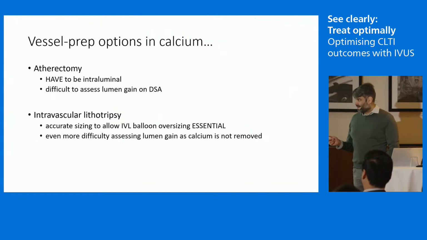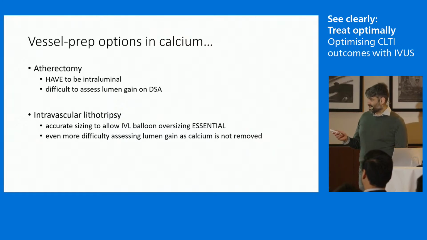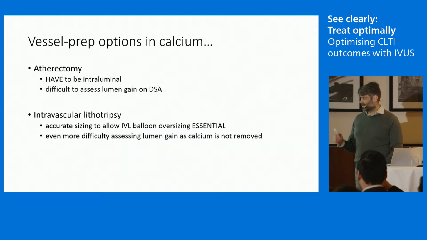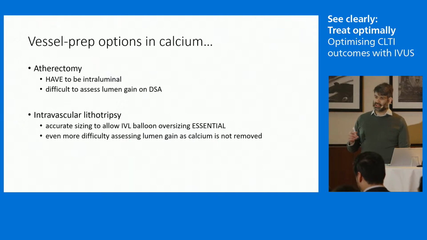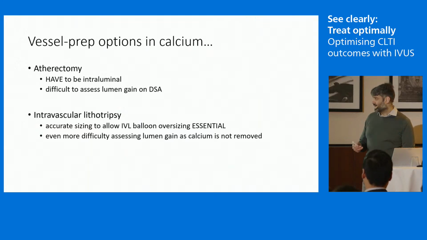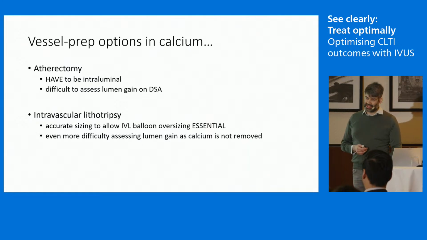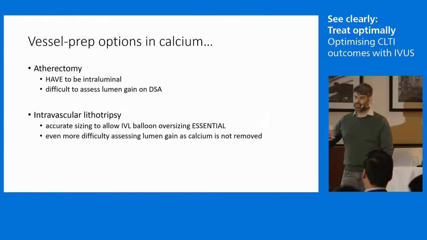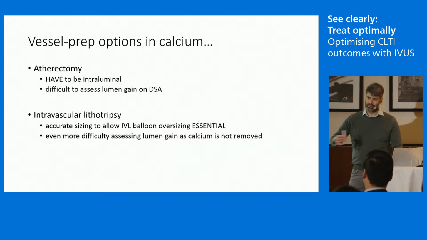But the issue that we have with IVL particularly is that assessing lumen gain after delivery of the energy is even more difficult, because with IVL you have to remember we're not removing the calcium, we're just cracking it and making it respond better to angioplasty. So again, with DSA it's very difficult to assess the lumen gain in the immediate setting and know whether you should be using more cycles of IVL at one location or whether you should move the balloon to the next location because that one's done enough.